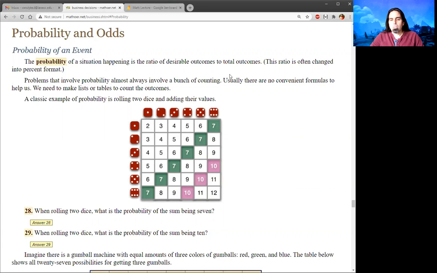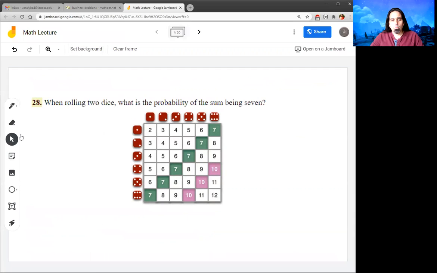As an example, here's rolling 2 dice. If I roll a 1 and a 1, the sum is 2. If I roll a 3 and a 4, the sum would be 7, and so on. So this is a table of the sum of 2 dice. So the first problem: when you roll 2 dice, what's the probability that the sum is 7?